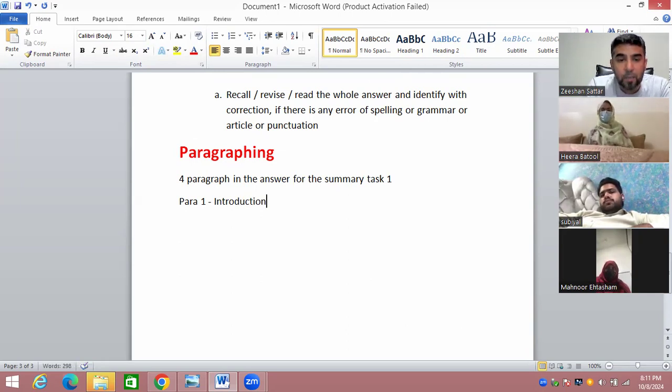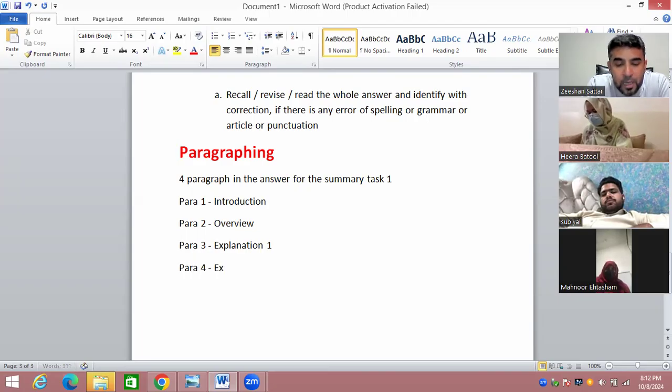Okay. And para number 2 is known as overview. The para number 3, this will be the explanation 1. The para number 4 is explanation 2. So now there are how many paras?